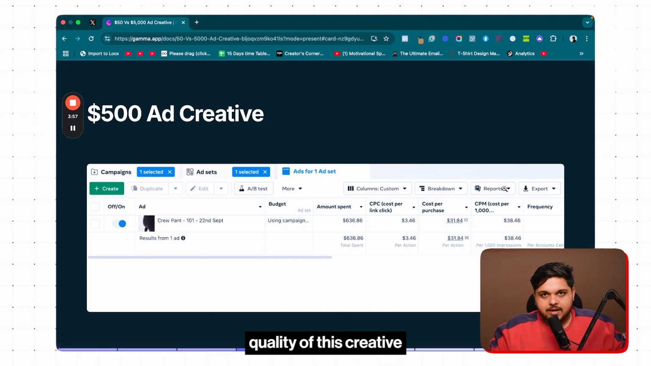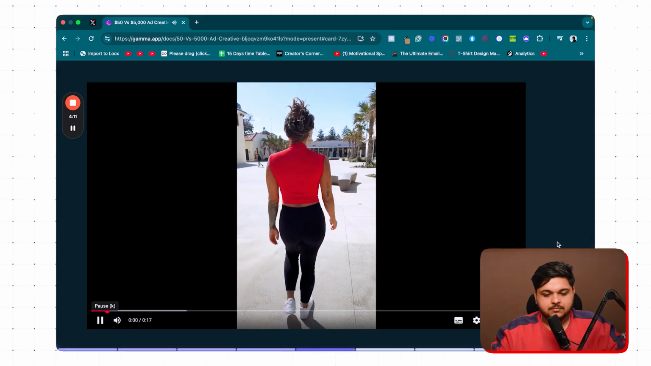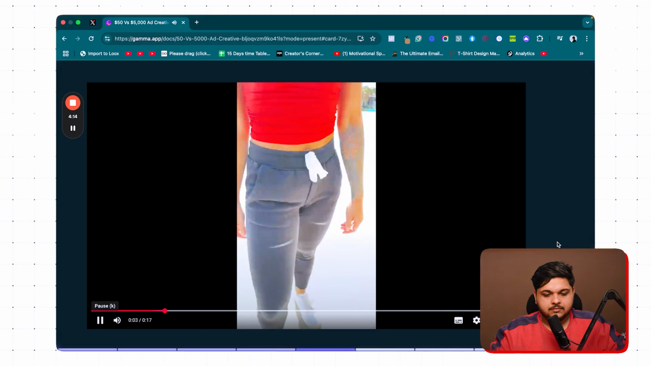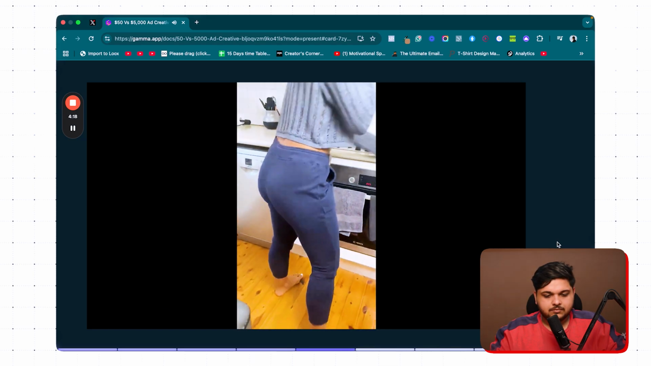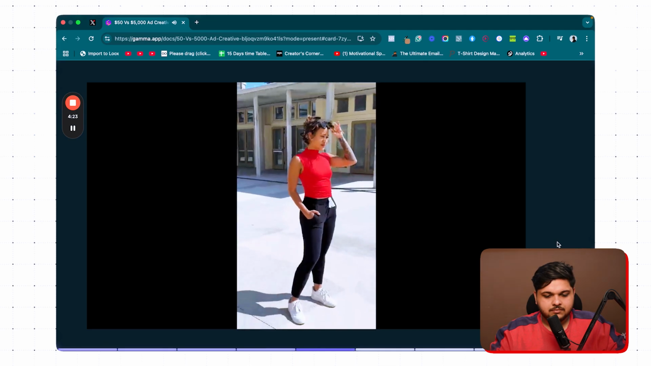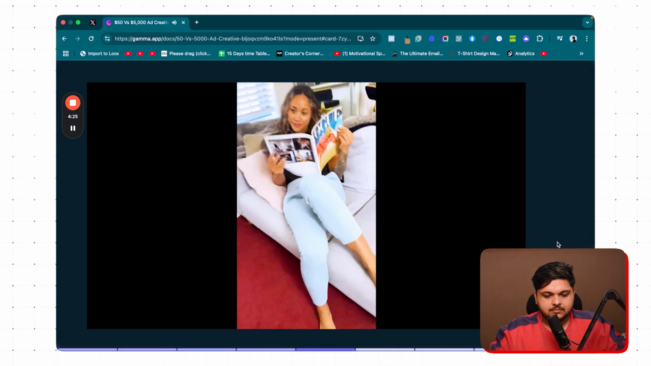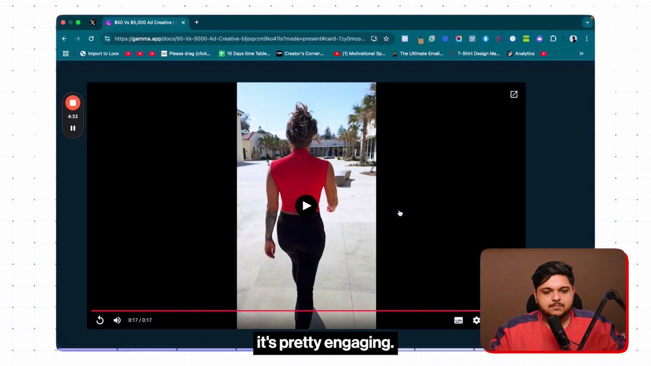And the production quality of this creative was also much better when we compare that with the static review creative. Let me show you the creative right now. So if you see this creative, it's pretty engaging at the same time. It is not that much educational. It is just showing off the lifestyle.